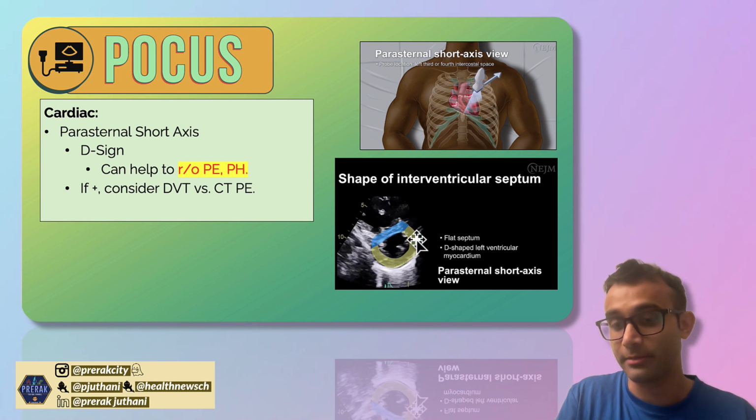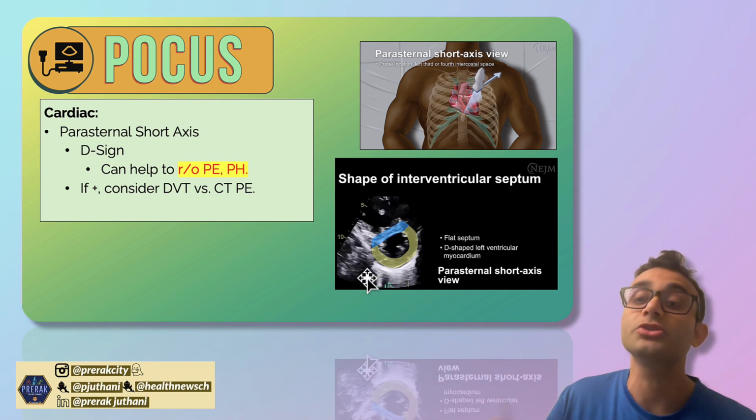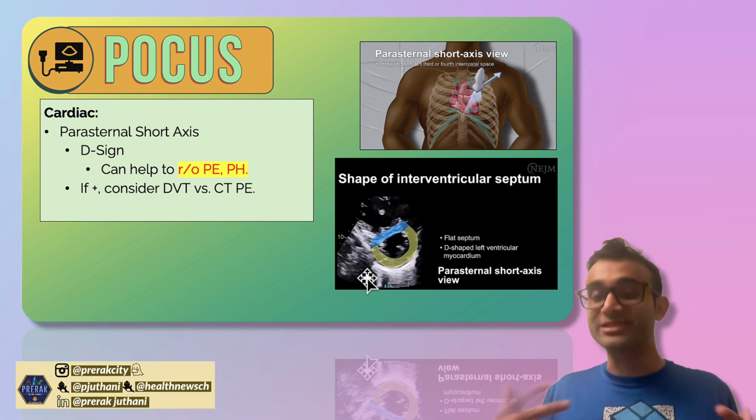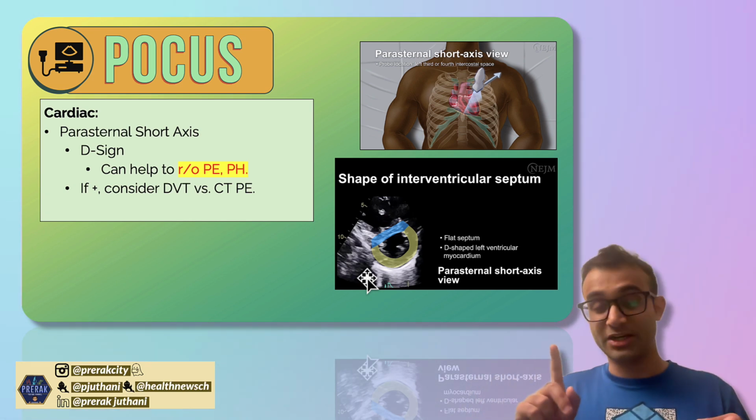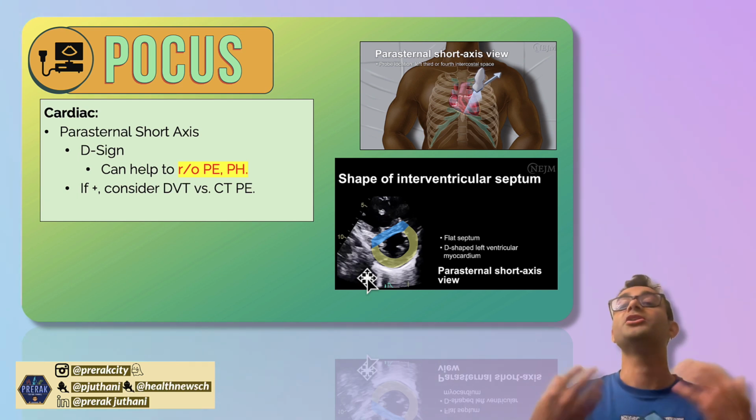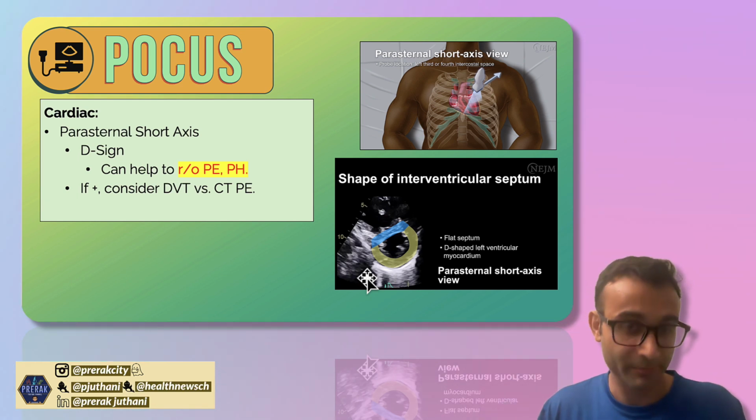The flat septum makes the left ventricle look like a D. And because of that, that essentially tells you the right ventricle has some stress going on. And that stress could be a lot of things. It could be a PE. It could actually even be pulmonary hypertension. But then you have to think about, why does someone have pulmonary hypertension, right?